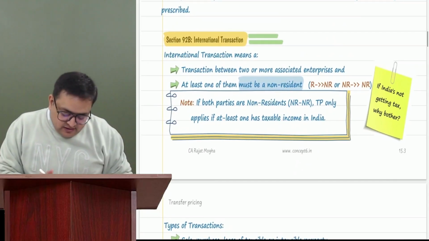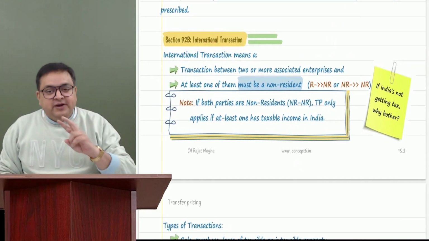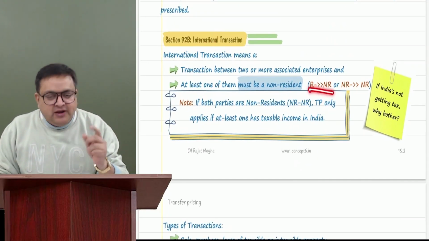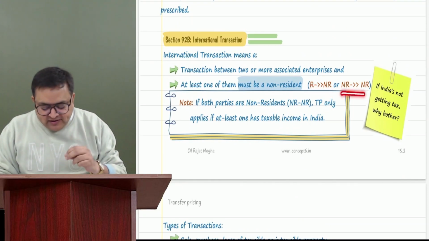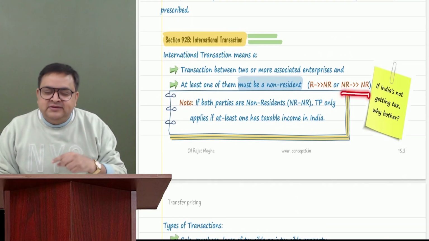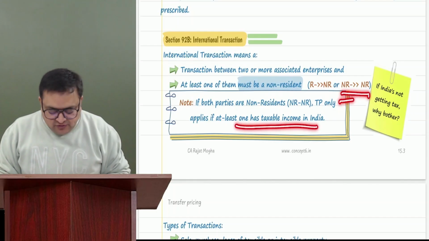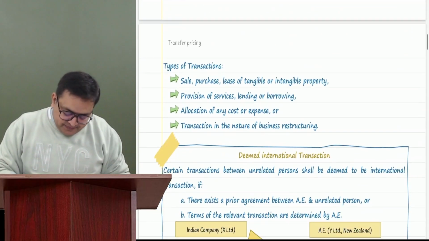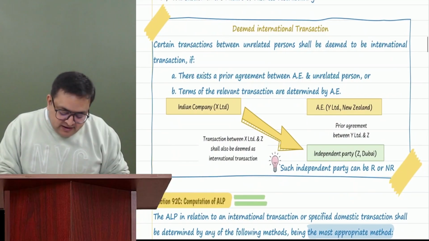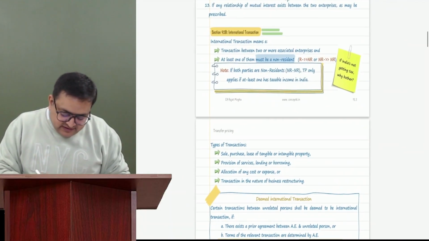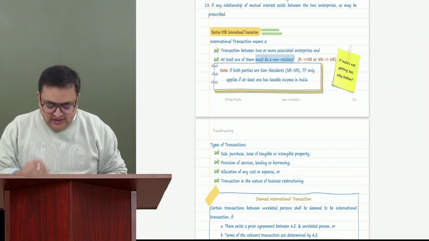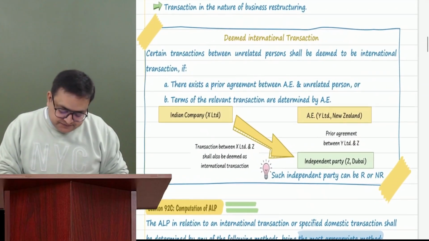Now, 92B we have done. What is an international transaction? A transaction between two enterprises where at least one of them should be a non-resident. And if both are non-resident, is it an international transaction? Yes, if at least one of them has a taxable income in India, then also it would be an international transaction. Now, what is a deemed international transaction? Guys, deemed international transaction is also defined in section 92B.